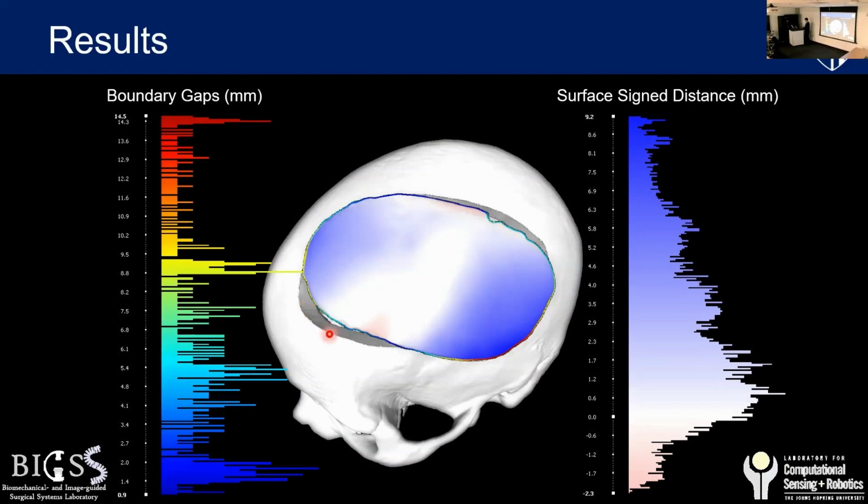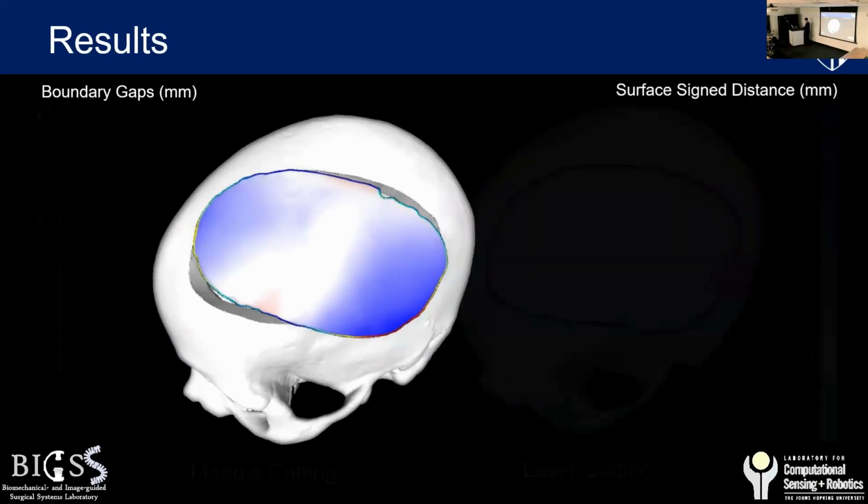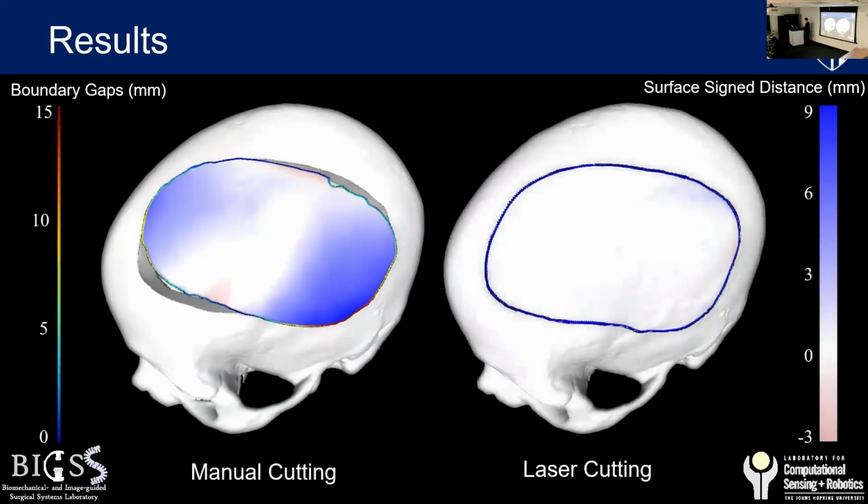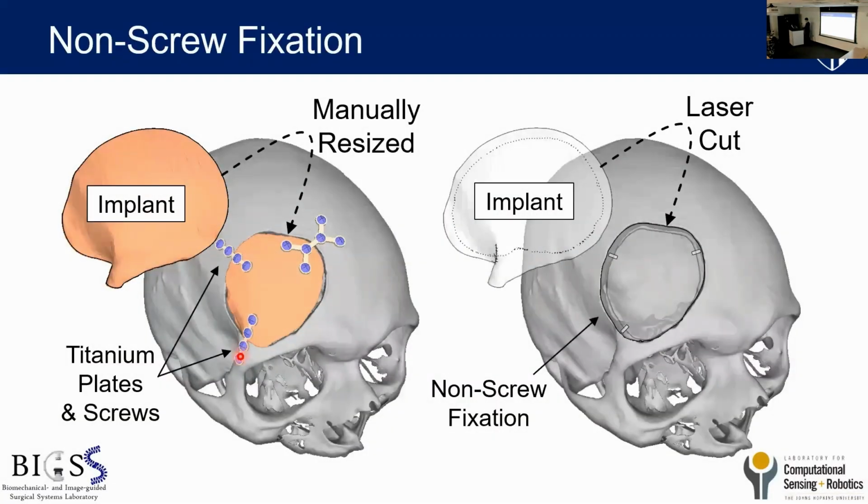As you see, there are still large bone gaps between the skull and the implant, and the implant is still protruding on the top. Whereas with the laser system, the bone gaps are very minimal, and the top surface almost matches the original skull bone. With such a close fit of the implant, I came up with a new implant fixation to replace the original fixation method using titanium plates and screws, by using a sideways fixation method without using any screws.